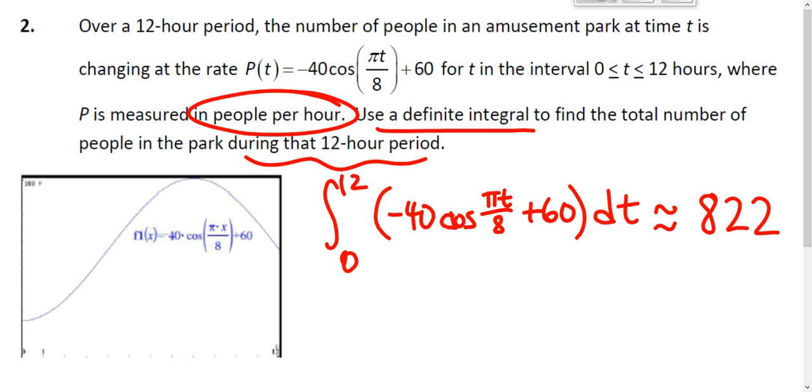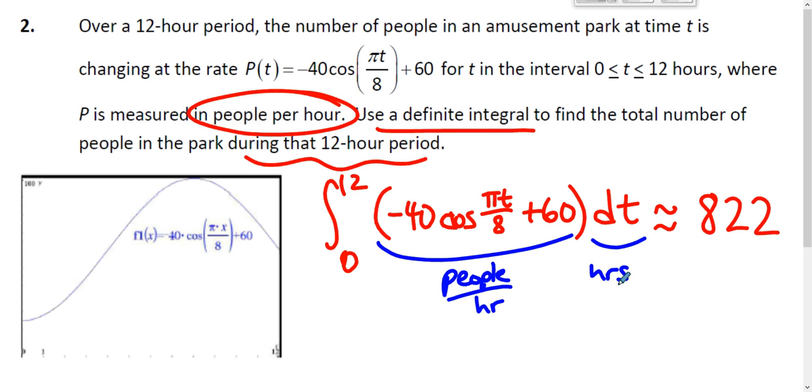Now, what does that number mean? This is measured in people per hour. Time is measured in hours. So when we add up a bunch of areas of rectangles, and this is the unit of the height of the rectangles, and this is the unit of the base of the rectangles, then we get an answer, and that answer is a number of people. This is the total number of people that enter the park during that 12-hour period. This question assumes that nobody leaves the park.